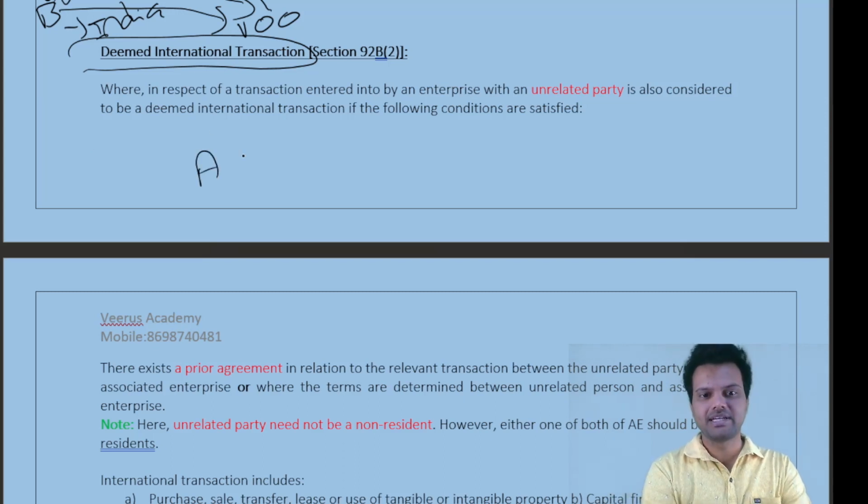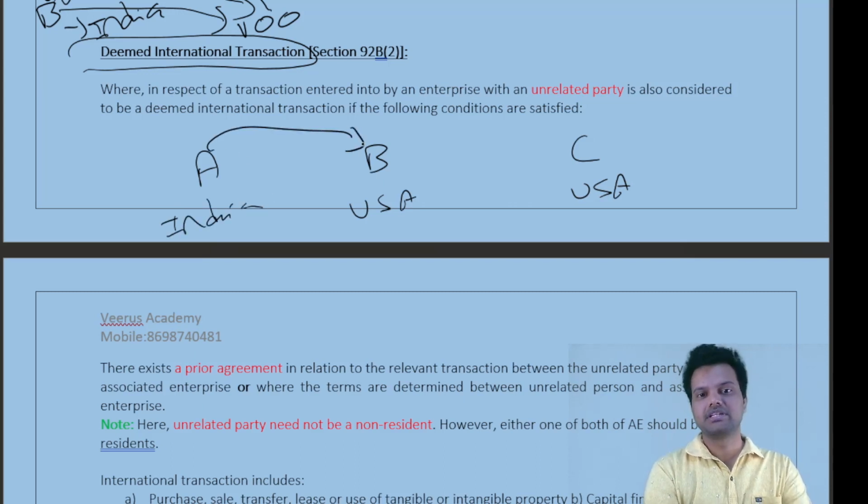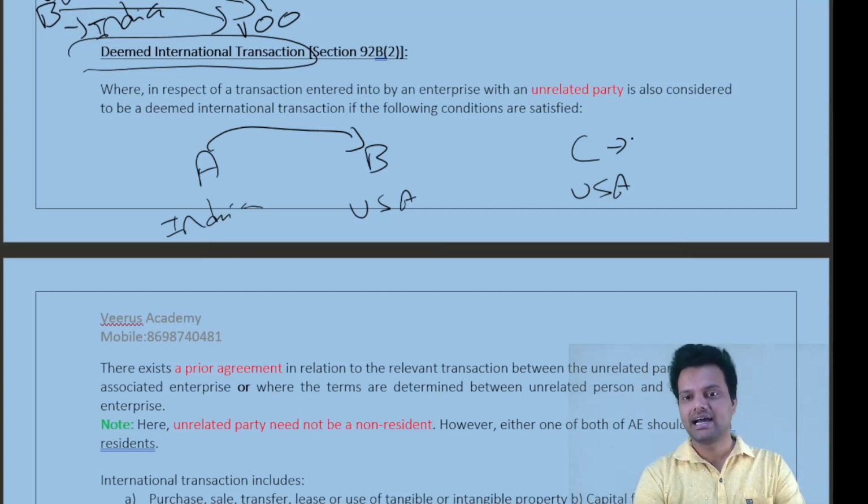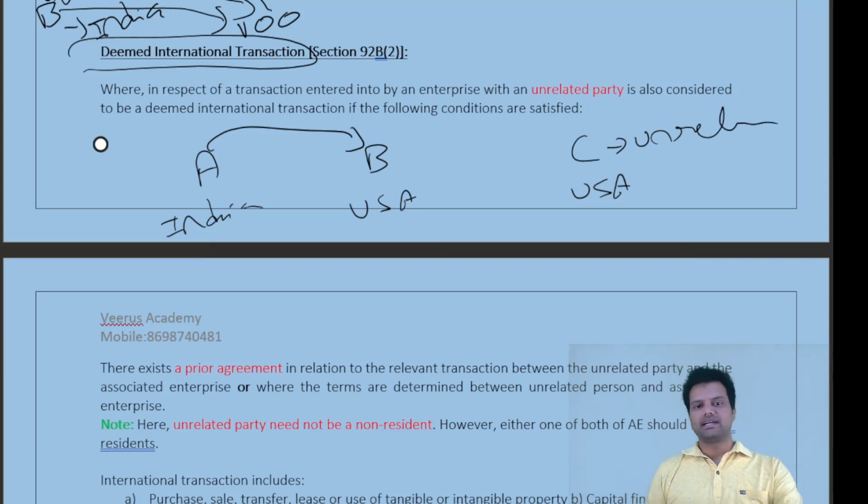There are three companies we will take: Company A, Company B, Company C. Company B and Company C are in USA. Company A is in India, and B is a subsidiary of A Limited. A and B are associated enterprises. C is an unrelated party. A and B know that there is a transfer pricing process in India, and if A sells goods to B, then transfer pricing procedures are applicable. Then additional tax will be levied if they sold at a lower price.